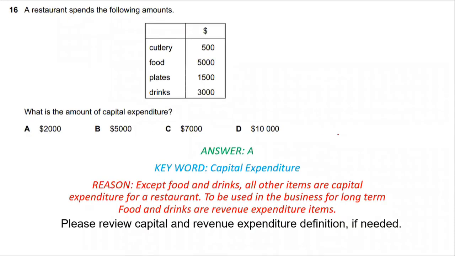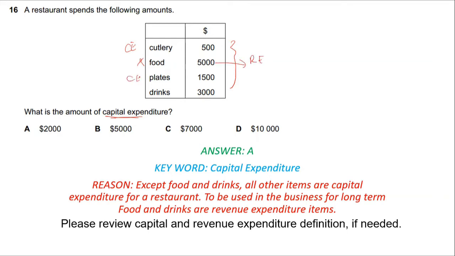Multiple choice 16, a restaurant spends the following amounts. What is the amount of capital expenditure? The keyword is capital expenditure. You need to understand what would be capital expenditure from each business perspective. For a taxi business, capital expenditure would be different, and for a restaurant, capital expenditure would be different. So let's look into the data here. What would be our capital expenditure? Cutlery, yeah, because that's for long-term use. That would be our capital expenditure. Food, no, because food is a daily item. Food is what they are selling. This would be revenue expenditure.